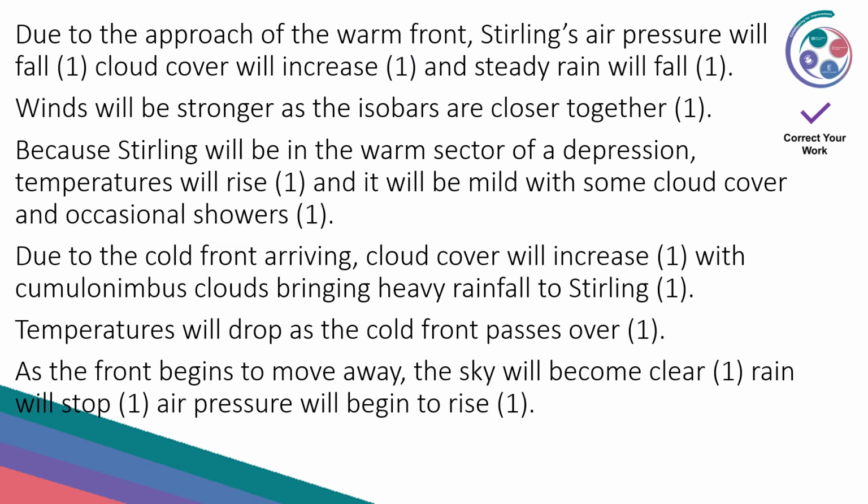So here we have: due to the approach of the warm front, Stirling's air pressure will fall, cloud cover will increase, and the rain will fall. Now we really are looking for you to include some more explanation here as well, as it's an explain question. So winds will be stronger as isobars are closer together. That's a really good, fairly straightforward and concise answer, which explains why the winds get stronger. Because Stirling is in the warm sector of the depression, temperature will rise, and it will become mild with some cloud cover and occasional showers. So you can see here how much information you need to put in to get your marks at this stage.